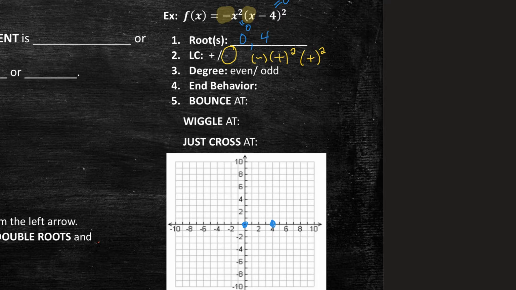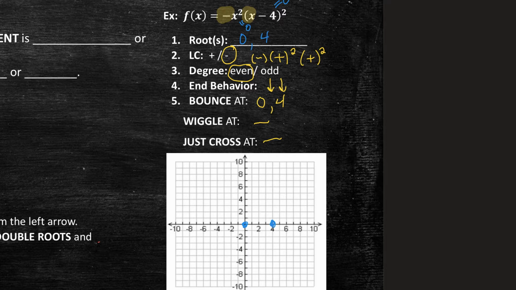The degree, you're going to add those exponents. So 2 plus 2 is 4. So this is going to be an even degreed polynomial. And so you can figure out what the end behavior is going to be. Since the leading coefficient is negative, your right side goes down. And then since it's an even degreed polynomial, your left side's going to do the same thing. So it's going to go down as well. Now there is a bounce at 0 since x is squared. There's also going to be a bounce at 4 since that x minus 4 is squared. There's not going to be a wiggle, and there's not going to be a just cross.